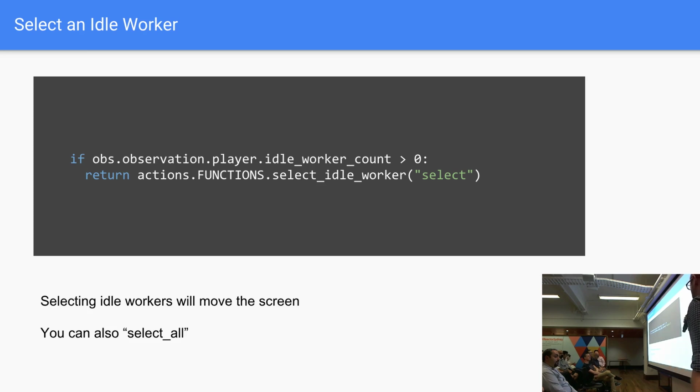What gets a little bit weird is that as soon as you select an idle worker, your screen will move to center on that worker. It kind of threw me off at first. I was like, why is my screen moving? I didn't move the camera. I selected an idle worker. It moves your screen, so you're going to have to move it back if you want to have all your relative positioning and that sort of stuff working out.